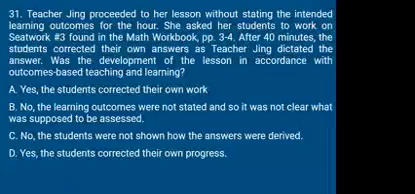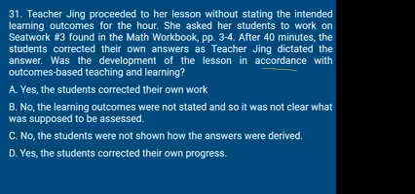Okay, number 31. Teacher Jing proceeded to her lesson without stating the intended learning outcomes for the hour. She asked her students to work on seat work number 3, found in the math workbook, page 3 to 4. After 40 minutes, the students corrected their own answers as Teacher Jing dictated the answer. Was the development of the lesson in accordance with outcomes-based teaching and learning?